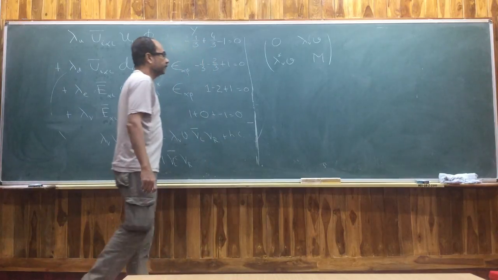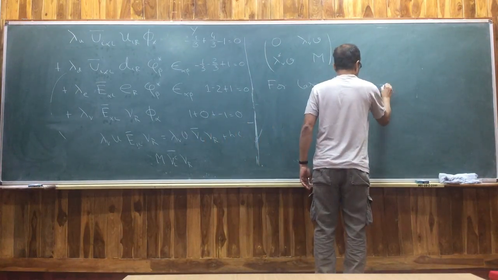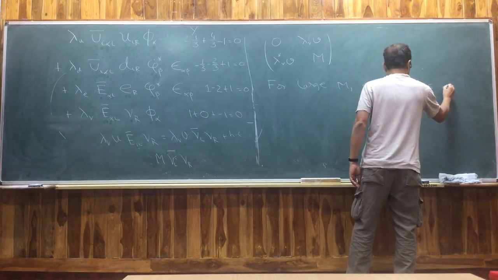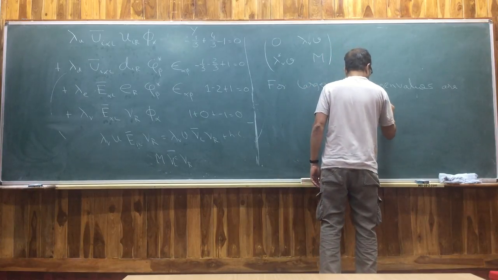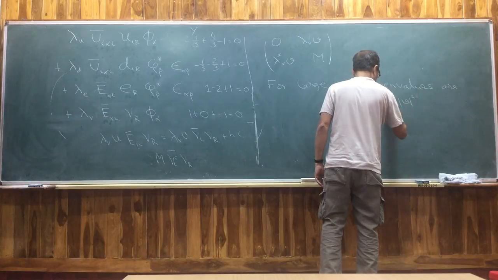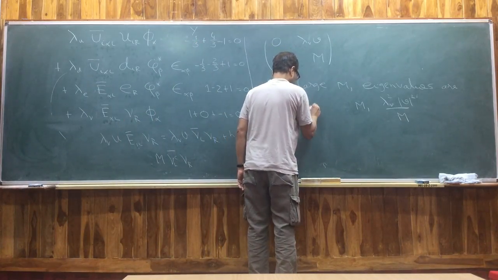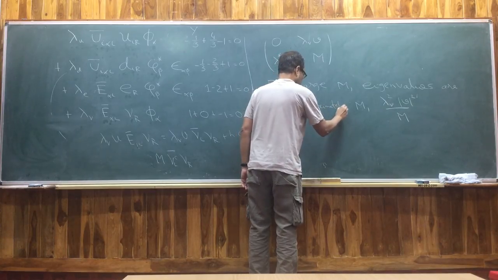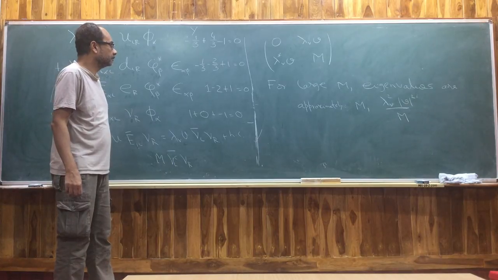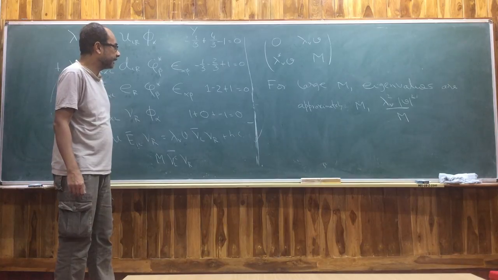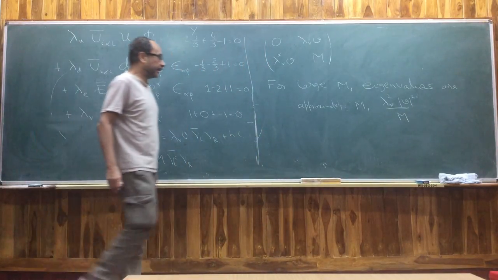Now you can calculate the eigenvalues of this, but one can check that for large M, the eigenvalues are basically M and lambda nu square mod v square by M, approximately. There is a minus sign somewhere again, but the minus sign doesn't matter for the formulas because the mass square is very important.